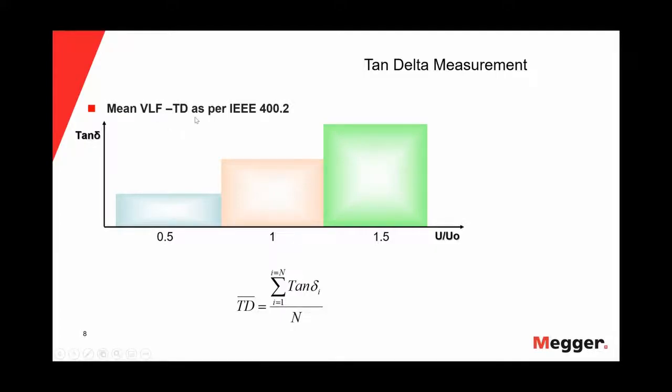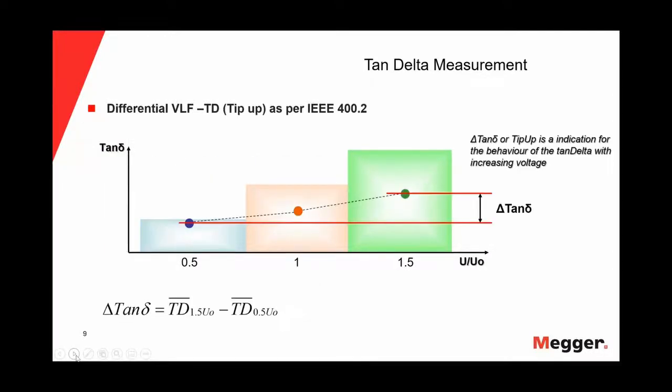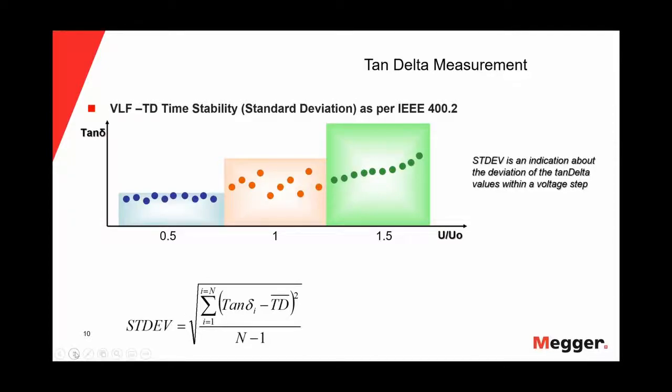This is the mean VLF TD. If you look at our animation, these are the 8 to 10 values between each step, and this is the equation. Here is the differential VLF TD, which is the DTD, as per IEEE 400.2. It describes the tan delta behavior as the voltage increases. Look here, this is the average of those 10.